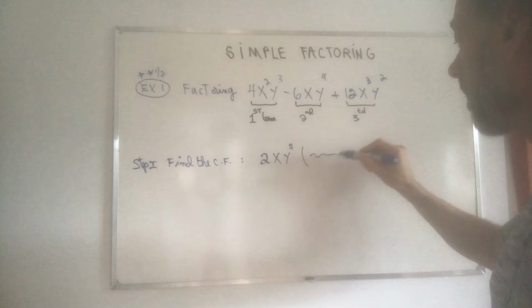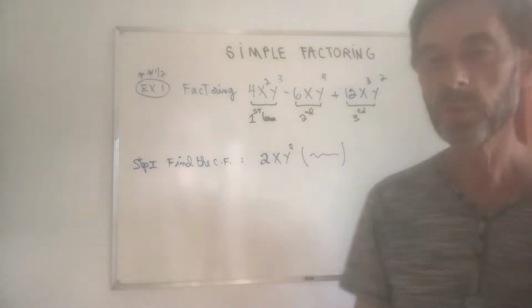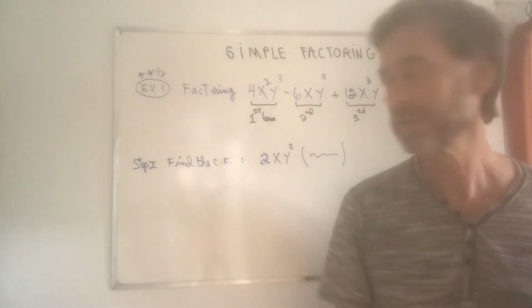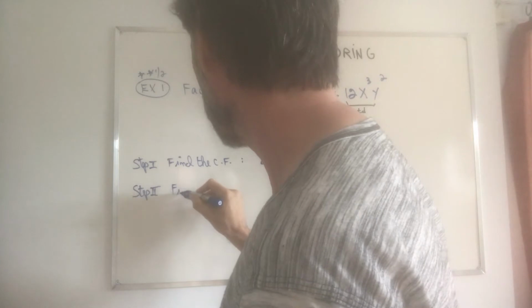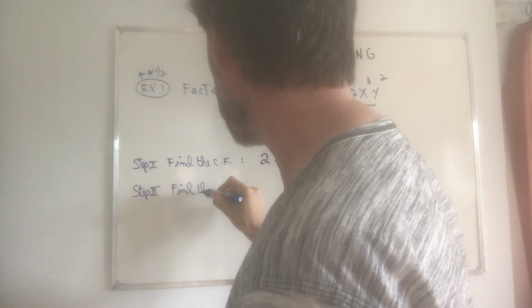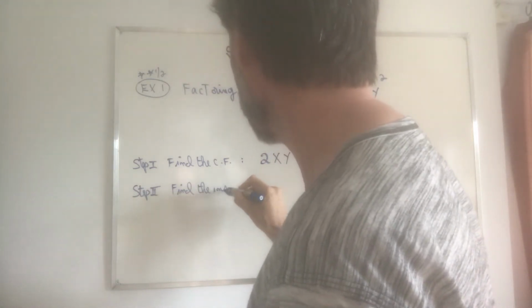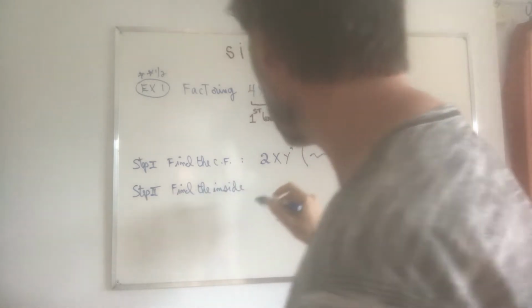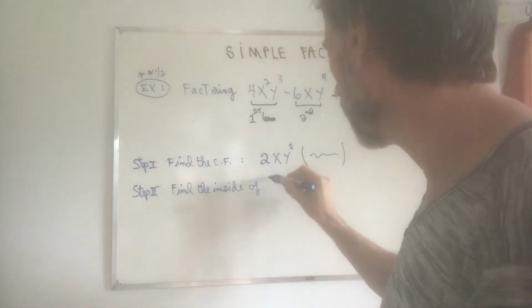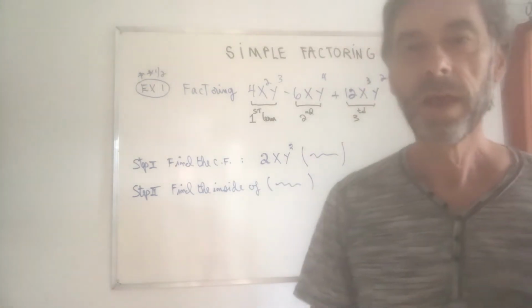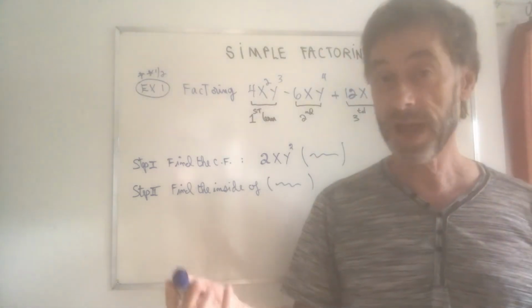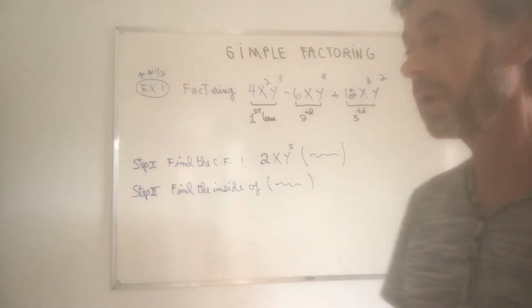And then stuff will come here. We'll do this in step 2 if you want. All right, so step 2. Find what goes inside of the bracket that is here. And how do I do that? Well, that's exactly what we did before. So let me do that again.